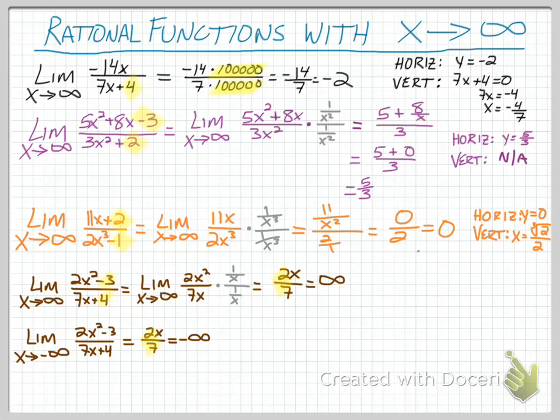Well, this is a little different now. Of course, we're still just looking for the limits. We're not necessarily looking for the asymptotes. We're looking for the limits. But we can see that these limits are different. So that graph is going to look a little bit different as well. Let's take a quick look at that.